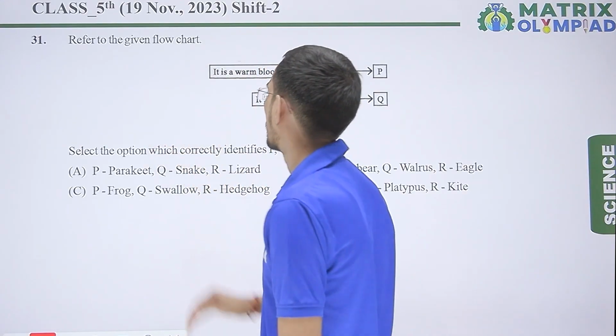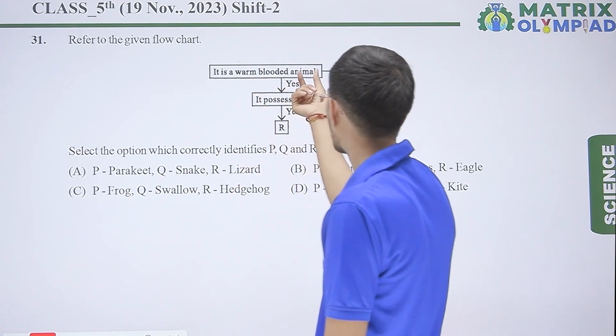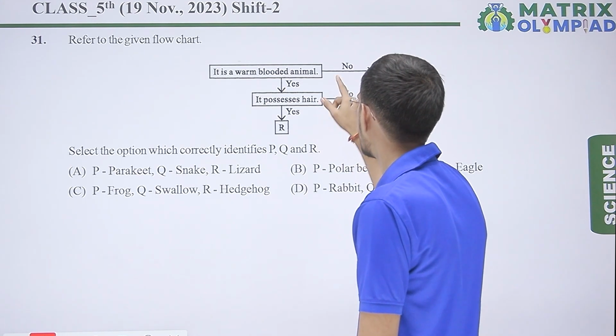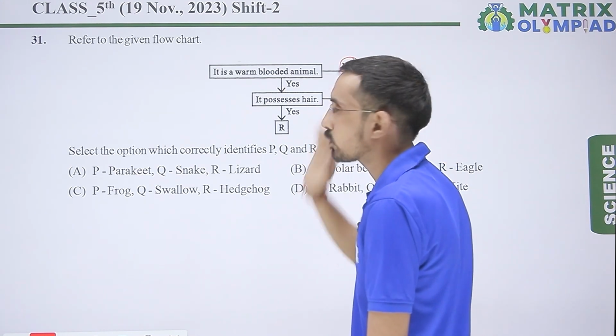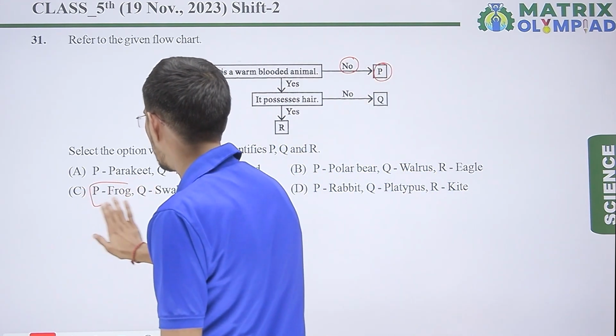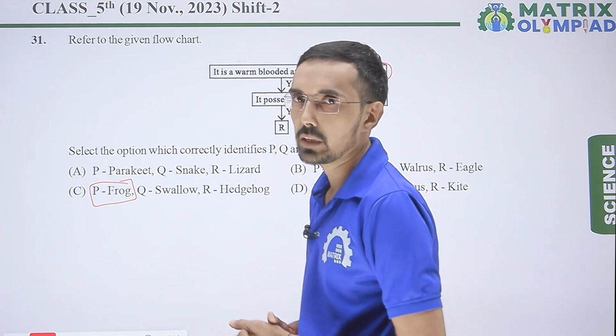Refer to the given flowchart. First one is given, it is a warm-blooded animal. We have to find out the first option P, that is warm-blooded animal, and one option is given, that is no. We have to find out the cold-blooded animal. It is given in the single option, that is P is a frog and it is an amphibian which is a cold-blooded animal.